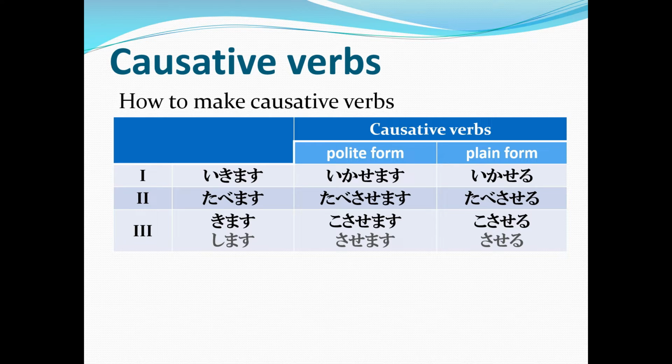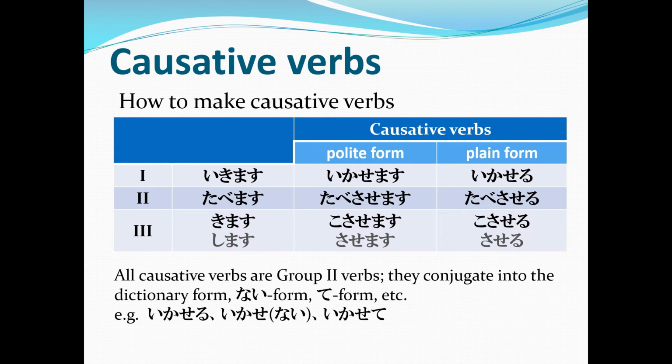Now, for the shimasu form of verbs, nouns that became an action, we add shimasu. It becomes sasemasu for polite form and saseru for the plain form. For example, you want to say benkyo shimasu. So the causative verb in a polite form of benkyo shimasu is benkyo sasemasu. And for the plain form, benkyo saseru.